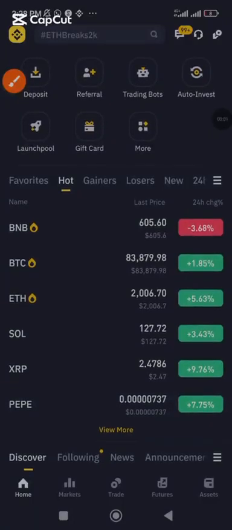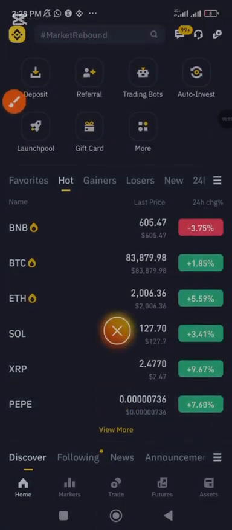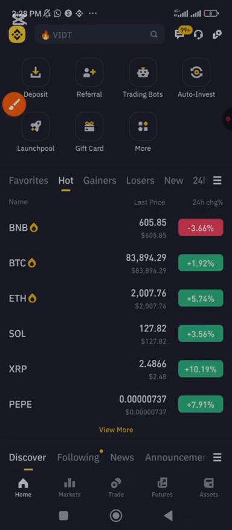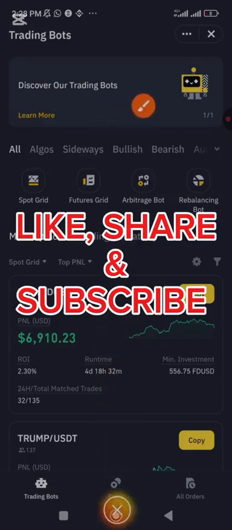If you have listened to the voice note, this is how to start or set up the bot. This is how to do it. You click on the trading bot, the one here. You click on the trading bot button, then you get to this page.